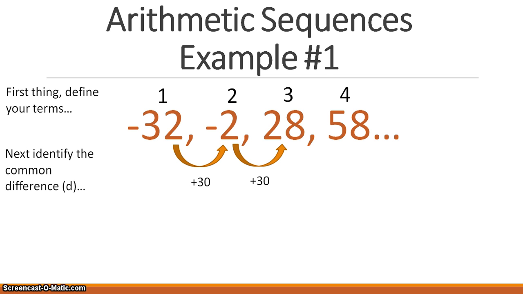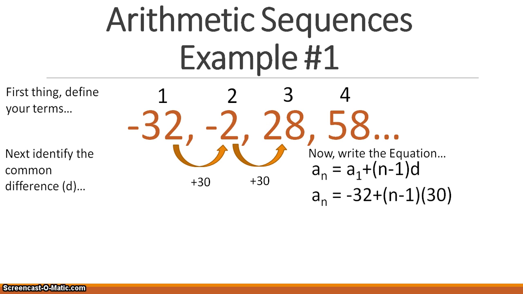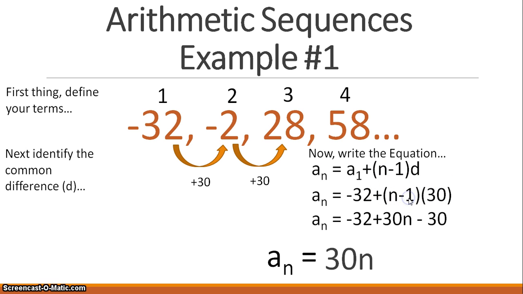So once I have defined my terms and established my common difference, I can write the equation. Remember, the formula for the equation is A sub n equals A1 plus n minus 1 times d. So I substitute the values I know. A sub n is equal to -32, my first term in the sequence, plus n minus 1 times my difference, 30. I distribute the 30 to the parentheses, 30n minus 30, combine my like terms, and I get 30n minus 62 as my explicit formula for this sequence.